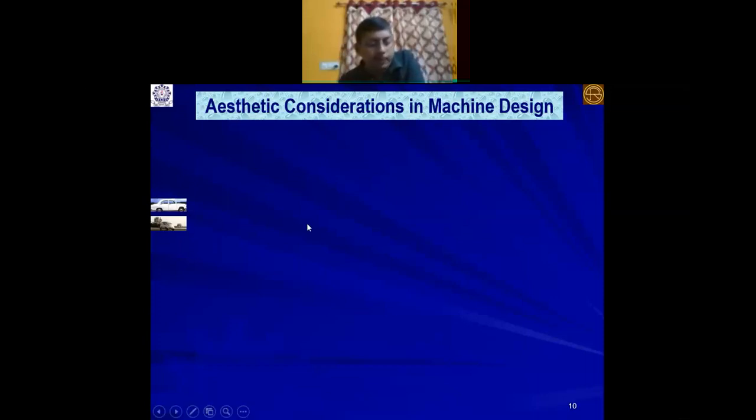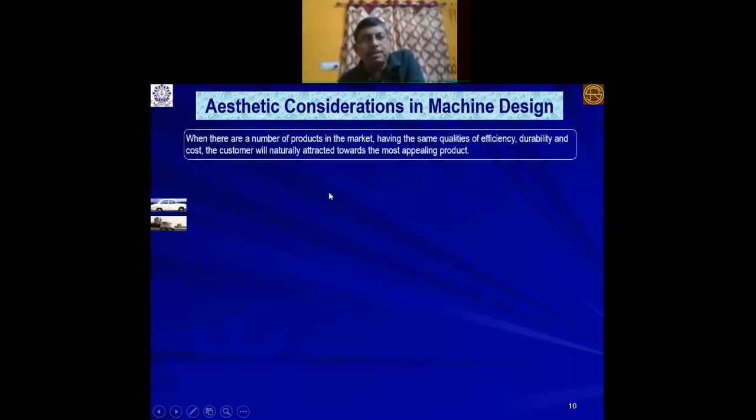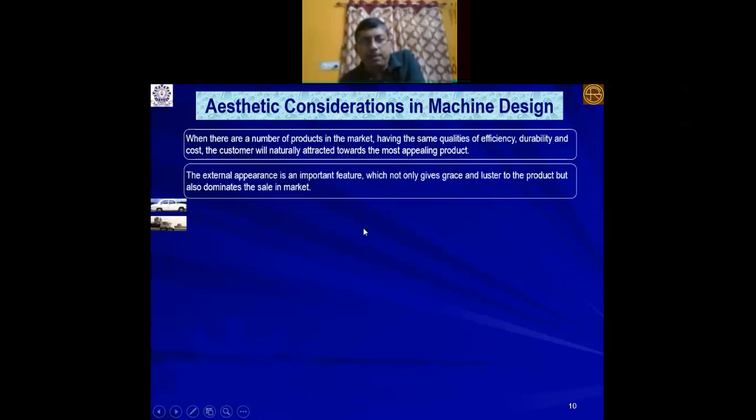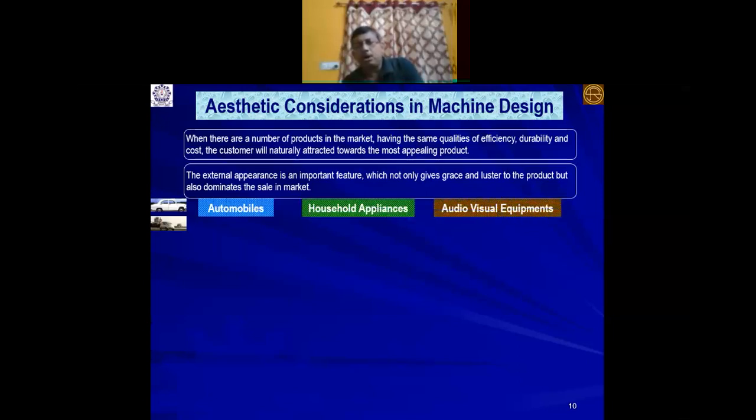That is aesthetics. In any product design, aesthetics is very important, whether it is a machine or any other product. So what is aesthetics? If there are a number of products in the market having the same quality, efficiency, durability and cost, the customer will naturally be attracted toward the most appealing product. External appearance is a very important feature which not only gives grace and class luster to the product but also dominates the market, whether it is automobiles, household appliances or audiovisual equipment.